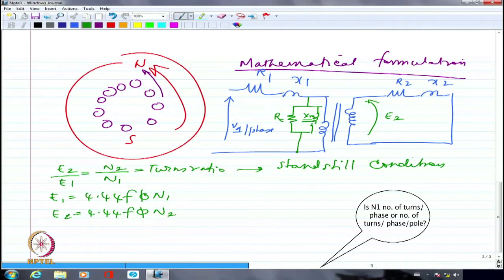Total number of turns. I am taking the flux to be total flux that is existing in the air gap. That's the reason.